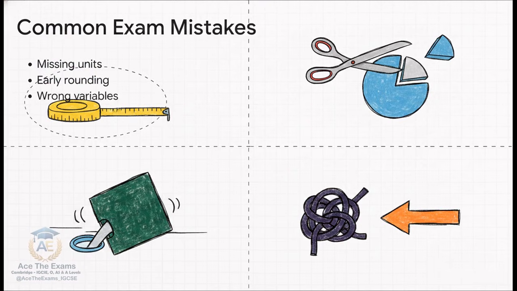But it doesn't stop there. Take rounding your numbers way too early in a multi-step calculation, or providing vague explanations that lack scientific terminology, plugging the wrong variables into your equations, or writing conclusions that just aren't explicitly backed up by the data provided. These mistakes are exactly what put your grade boundaries at severe risk.